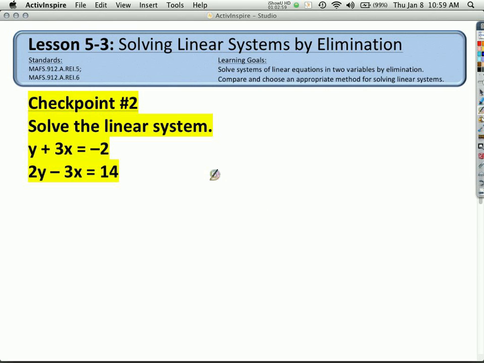All right, colored pens up. Let's see how we did this time. I got student number 17, 19, 2, and 11. Student number 17, what'd you get? Student number 19, what'd you get? Student number 2. Student number 11. So the correct solution is -2, 4.